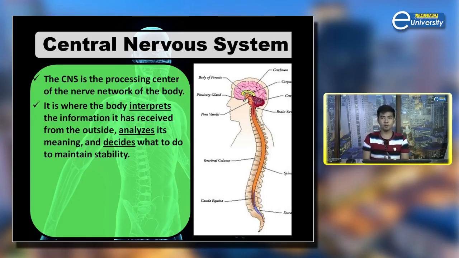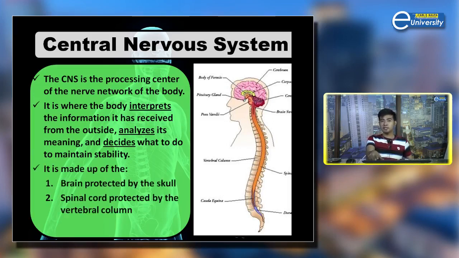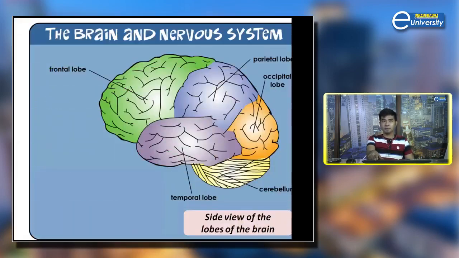And we all know that the brain is the control center of our body. It is where the body interprets information it has received from the outside, analyzes the meaning, and decides what to do to maintain stability. It is made up of the brain, protected by the skull, and the spinal cord, protected by the vertebral column.